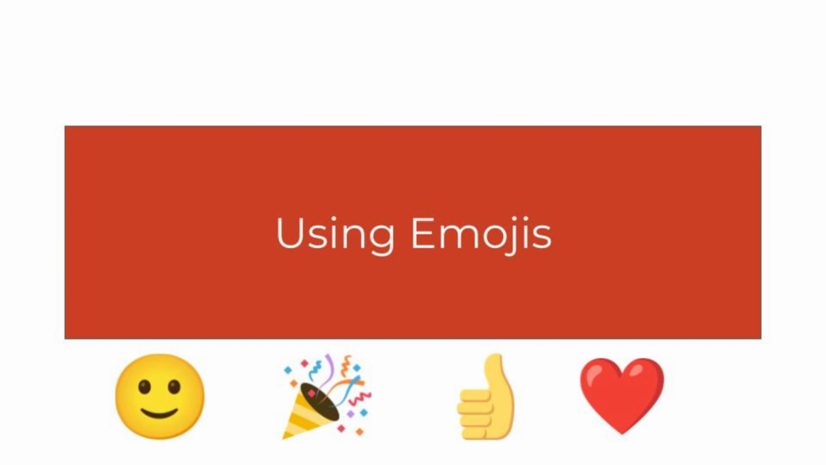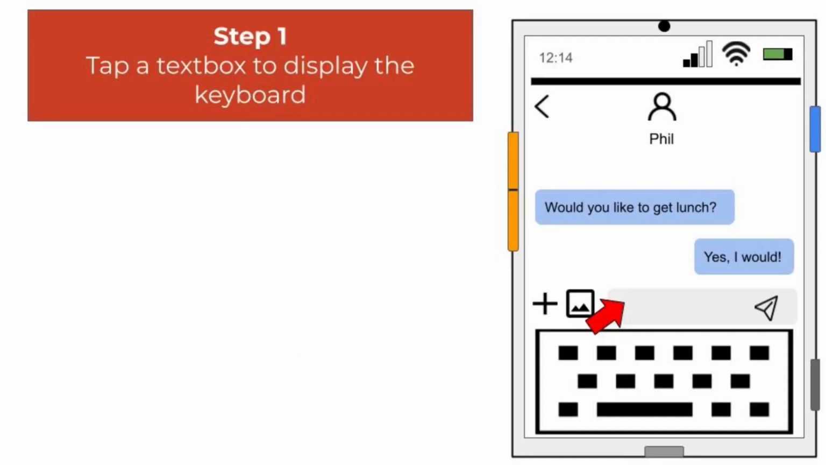Next, we will discuss how to text emojis, which are a quick way to express an emotion through text. Starting in a text conversation, we first want to tap on the text box for the message, which will display the keyboard.